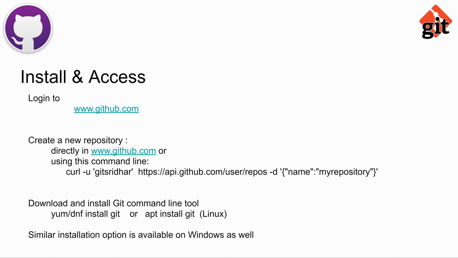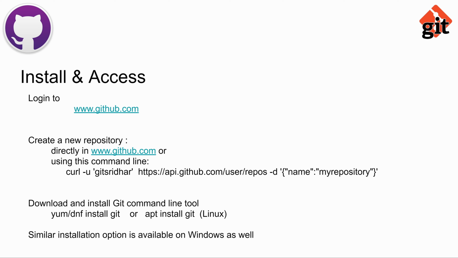First of all, you need to log in to github.com. You should have an account, and I'm not going to cover how to create an account and all that. It should be very self-explanatory on github.com. Once you log in, you can go to the repositories page and create a repository.